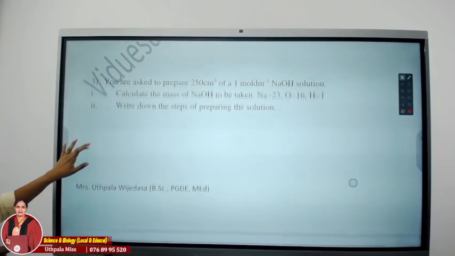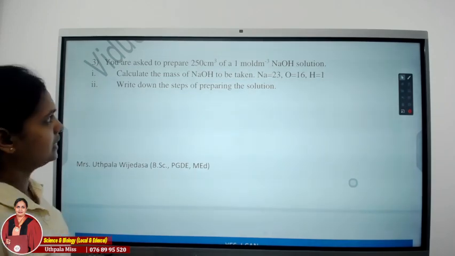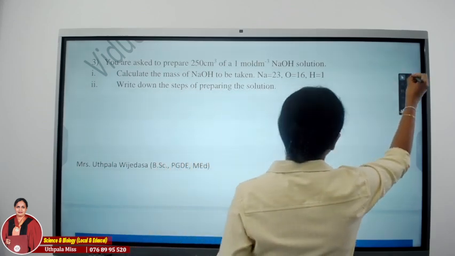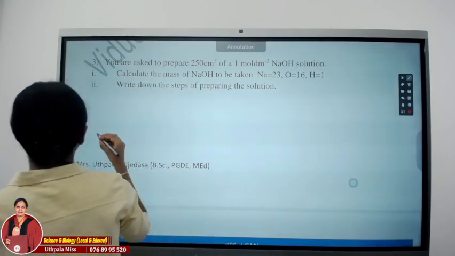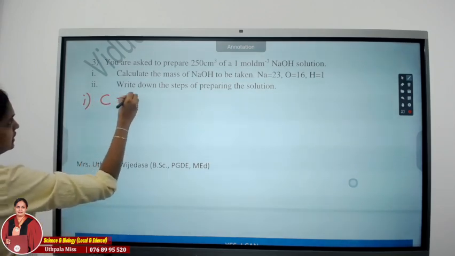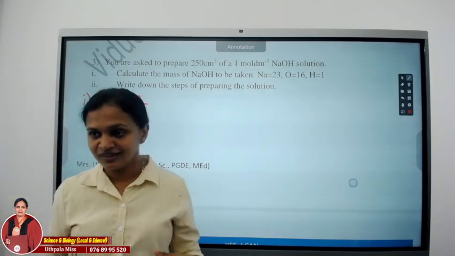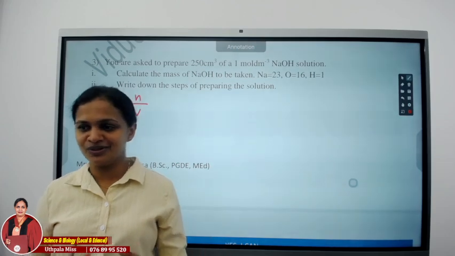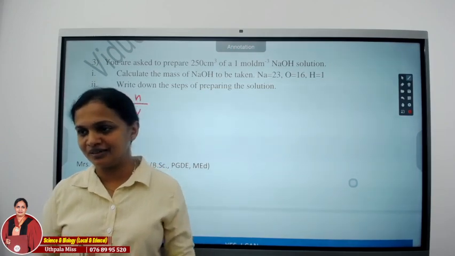You are asked to prepare 250 cubic centimeters of a 1 mole per cubic decimeter sodium hydroxide solution. Calculate the mass of sodium hydroxide to be taken. For part 1, once again, you have used the equation C equals N over V. Don't memorize it. If this is given in a different way, you should be able to solve that sum also. Think a little about where to start.